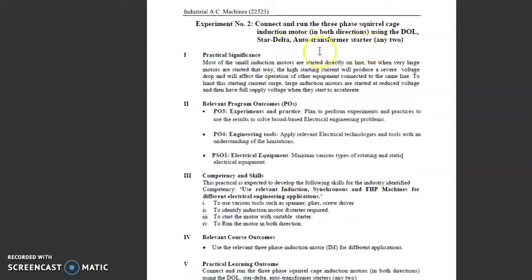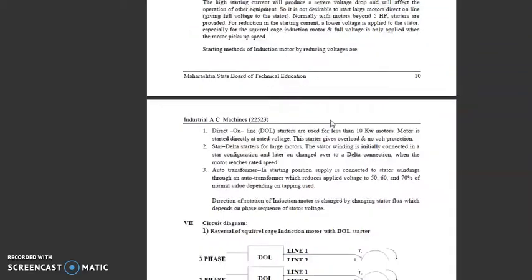Out of star delta or auto transformer we can use any one, and along with DOL, that is, out of DOL, star delta and auto transformer, we can use any two of these three starters. By using this experiment we are going to see the direction of rotation of a three-phase induction motor, especially a three-phase squirrel cage induction motor. So firstly we will see the circuit diagram of this experiment.